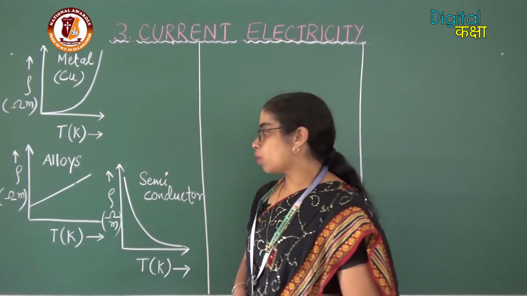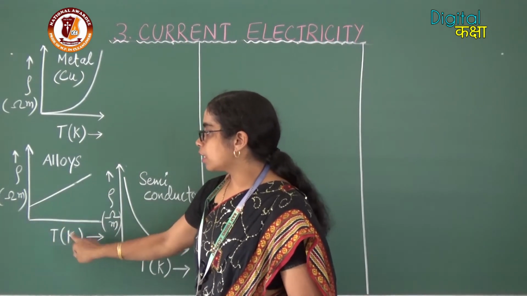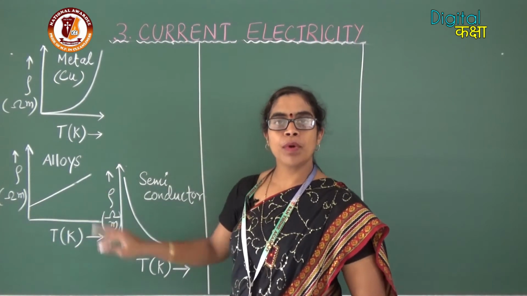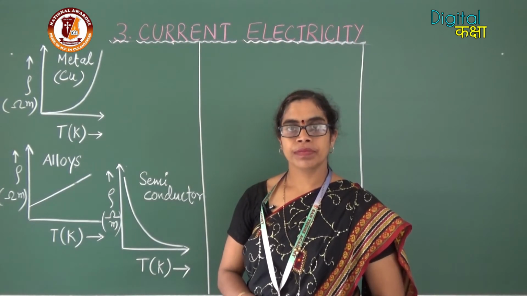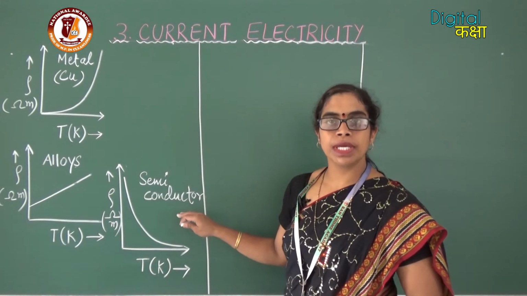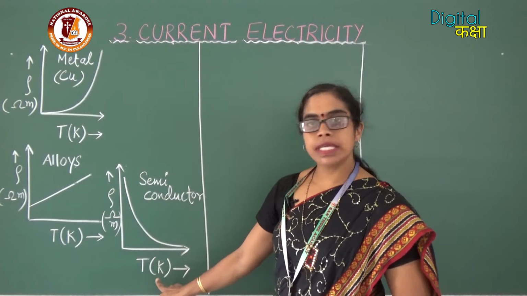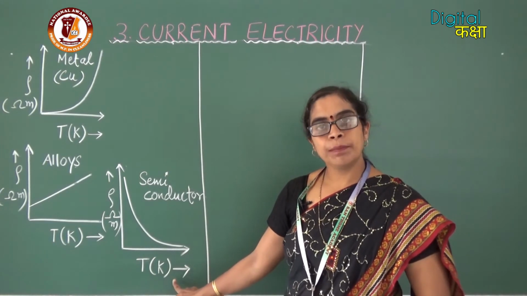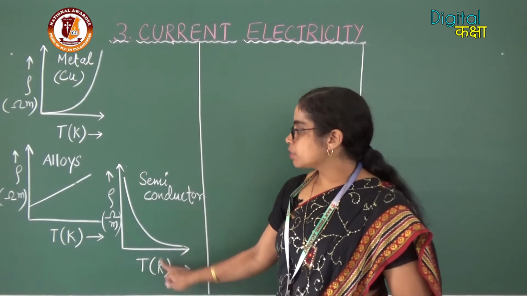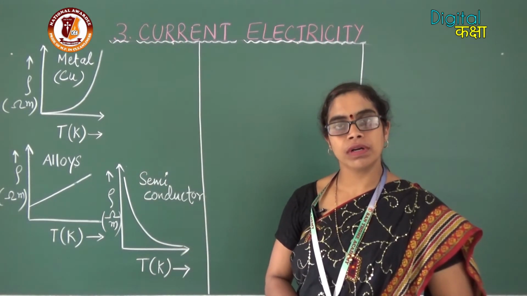In case of the alloys, the variation of resistivity with the temperature is shown in the form of a straight line. In case of the other category, which is the semiconductor, the resistivity is inversely proportional to the temperature, and that is why the graph is in the form of a curve.